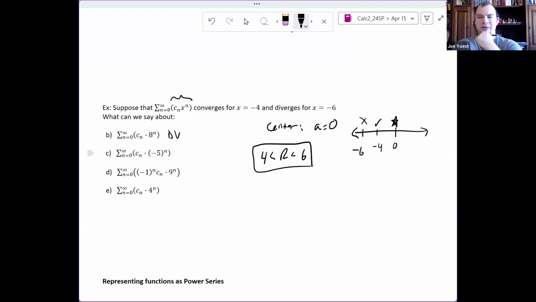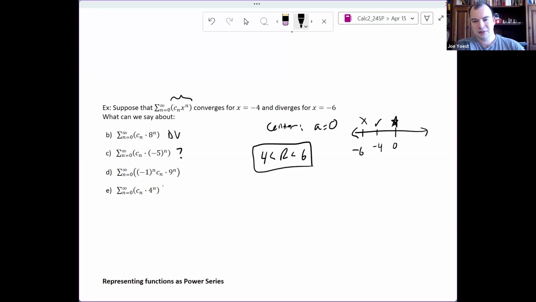For -5, what about that? Well, we converge at -4, but diverge at -6. I'm not really sure. Our interval of convergence could be like closed -4 to closed +4, where we would diverge to the left of -4, at -5. Our interval of convergence could also be like open -6 to closed +6, where we would converge at -5. It could be really anything in between there. No way to tell.